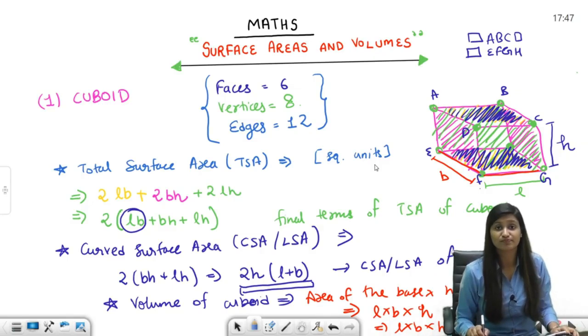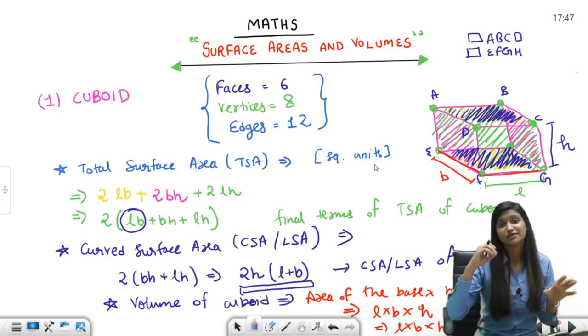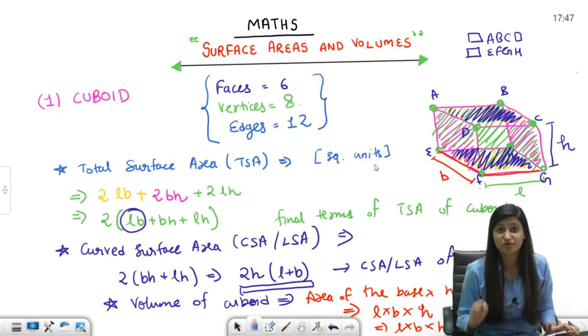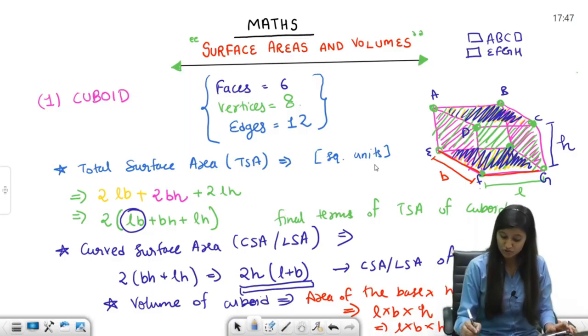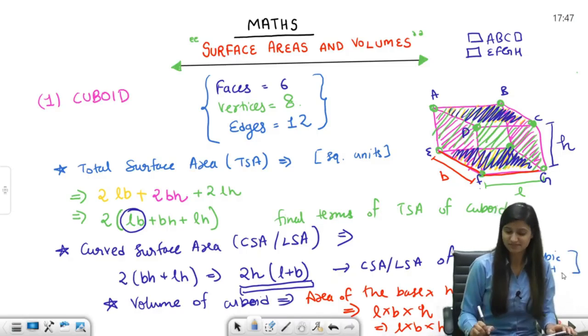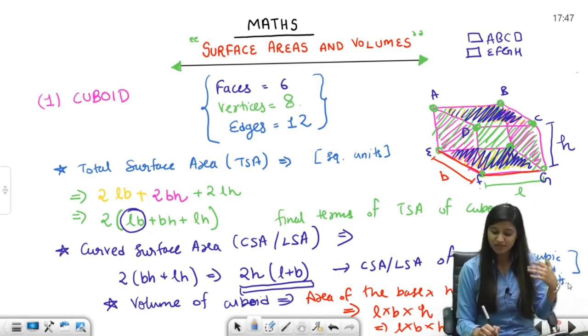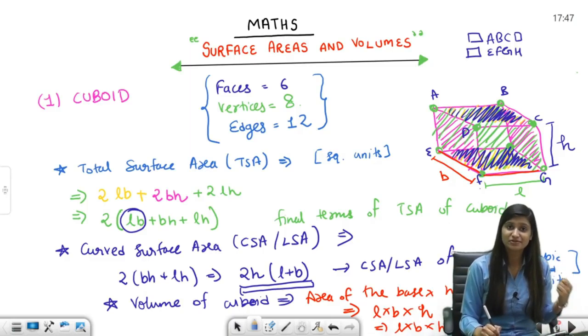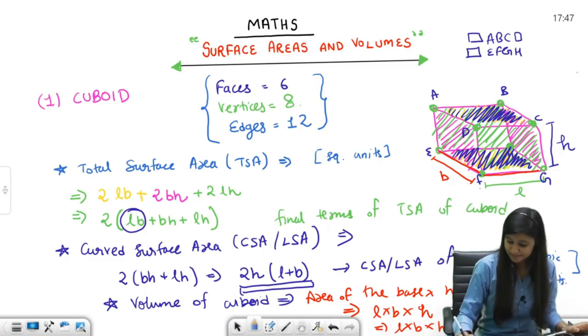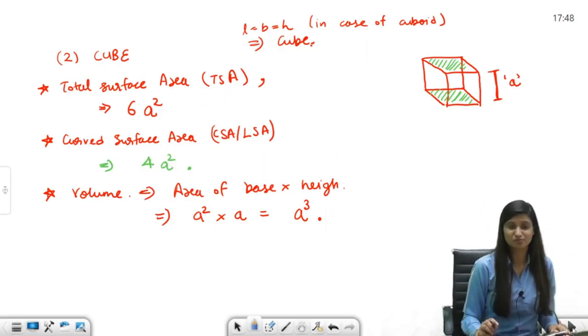And in case of volume, you are multiplying length into breadth into height. So if you do, for example, 10 meter into 10 meter into 10 meter, what would that be? 1000 meter cube. So what will be its units? It will be cubic meters. Just simply cubic units, again depending upon kilometer cube, meter cube, centimeter cube, millimeter cube. Easy, right? So that was it for cuboid and cube. All right.